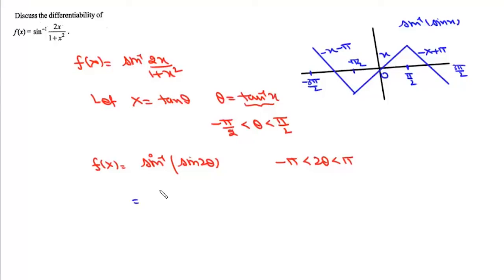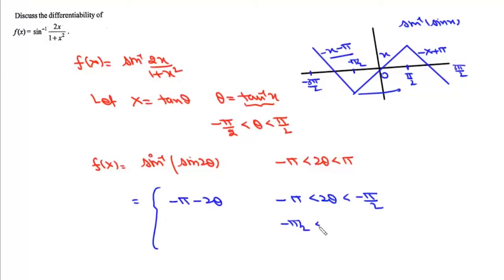So it will be minus pi minus 2 theta when 2 theta lies between minus pi and minus pi by 2. Now when 2 theta lies between minus pi by 2 to plus pi by 2, it is simply x, which is 2 theta, and when 2 theta lies between pi by 2 and pi, in that case it will be pi minus x, which is pi minus 2 theta.